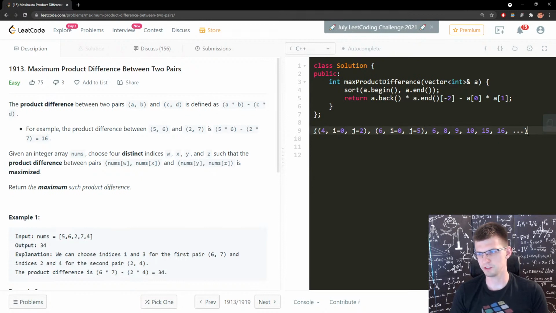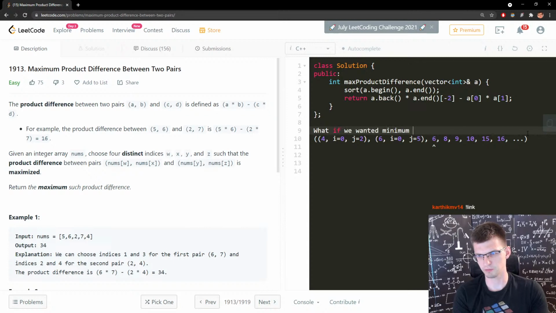When I look at every number, what I'm doing now is, what if we wanted minimum difference? When I look at 6, I need the last element, the most recently visited element, without my i and j.